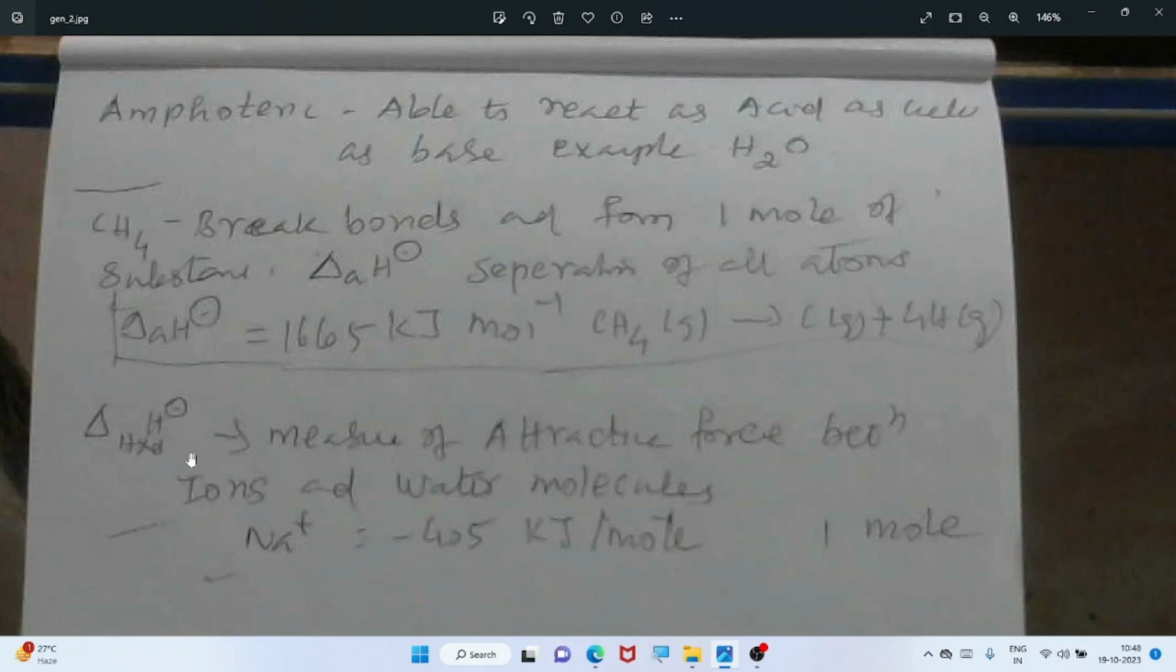Now, hydration enthalpy is nothing but the measure of the attractive force between the ion and the water molecules in the water. Example, for the Na+ ion, this many kilojoules per mole. This is also given per mole.